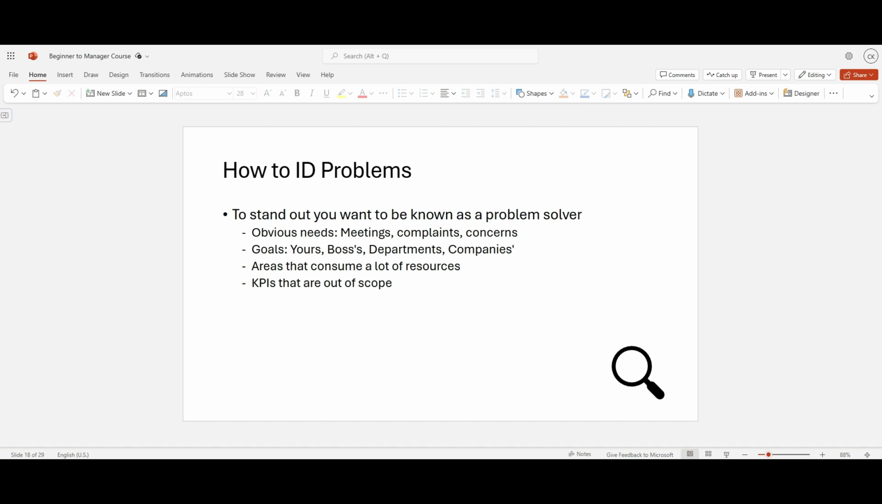And then, of course, any KPIs, if you don't know, that stands for key performance indicator. Any of those that are out of scope would also be a good place to start identifying problems. So this is a great place to start. Take this list, apply it to your department, to your team, and see if anything stands out. And once you have a list of problems, then we can go ahead and move on to the next video.